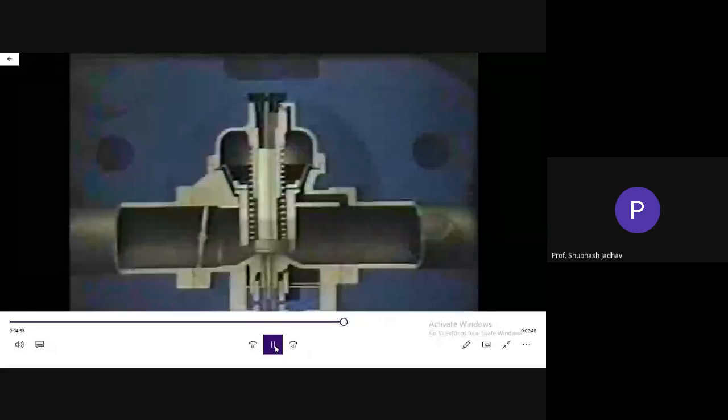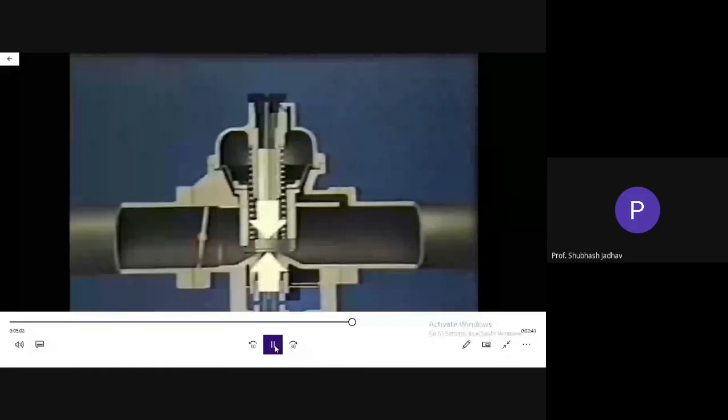So just see this video, I will show you once again. This is a horizontal type of carburetor, generally used in two-wheelers. The earlier one we were discussing was a vertical type.